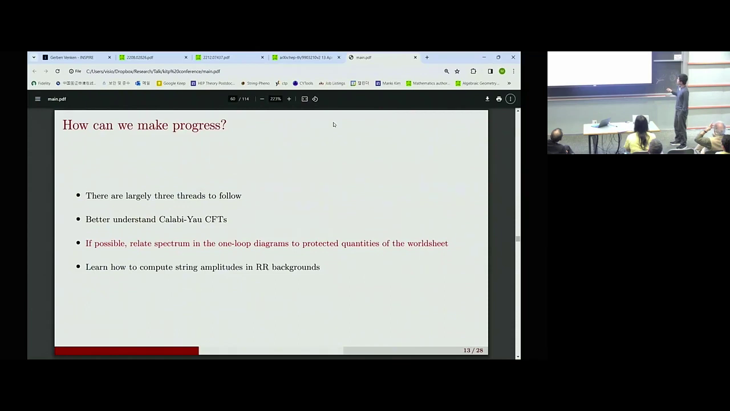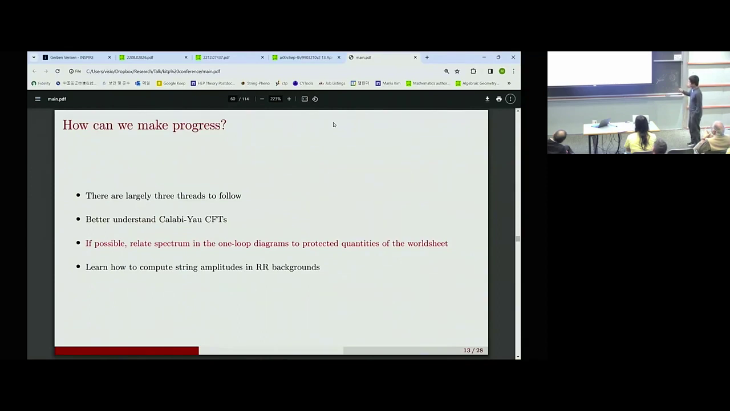The other thing is the following. Although some quantities that we would like to understand, for example, the Kähler potential, are not protected in the low energy EFT, if you can somehow relate them to some protected quantities of some other problems, for example, the worldsheet CFT, then you can probably make more progress. So that's something that I want to talk about in a very quick manner.